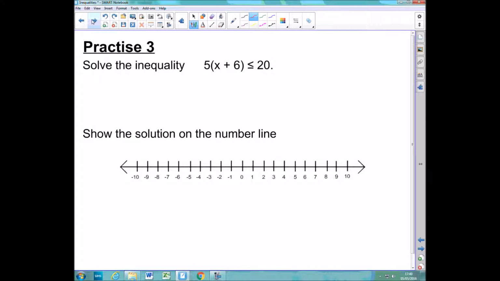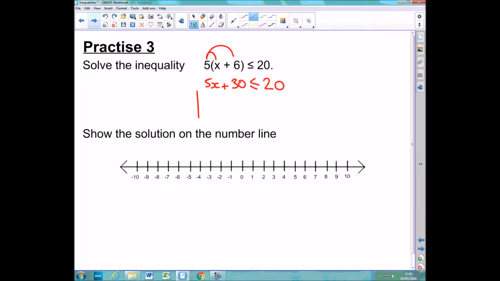Okay, so the way I like to do these is to first expand the bracket. So I'm going to do 5 times x, and then I'm going to do 5 times 6, which is 30. Remember, I'm going to use this inequality symbol instead of my equals throughout this procedure.